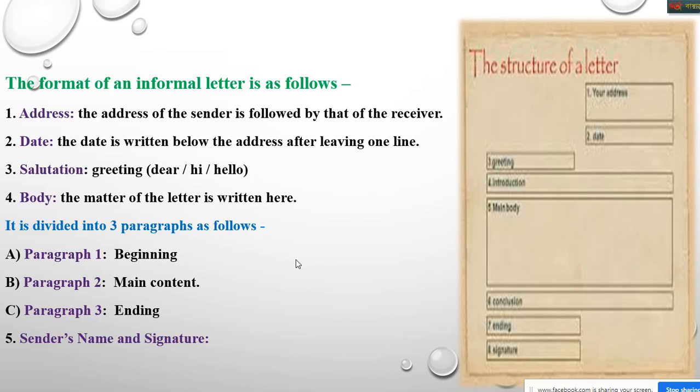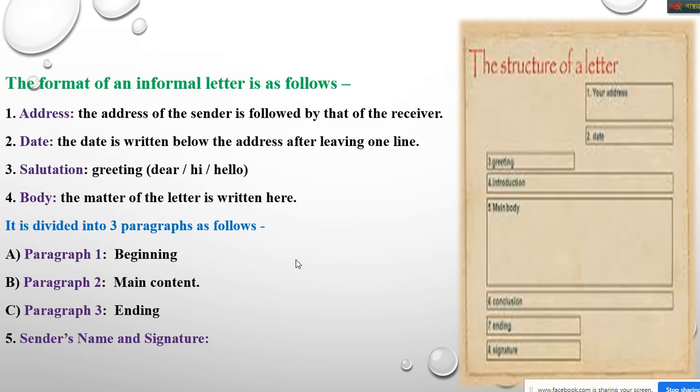There may not be similarities with the picture given here. I'll make it clear. And then salutation, that is greeting: dear, hi, hello. You will see when we go for giving examples of a complete informal letter. And then the body. Body means the paragraph detailing and the development of the paragraph.